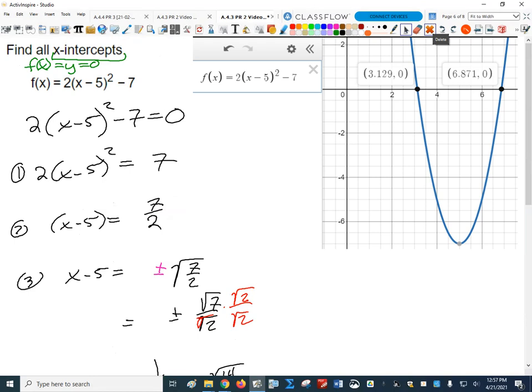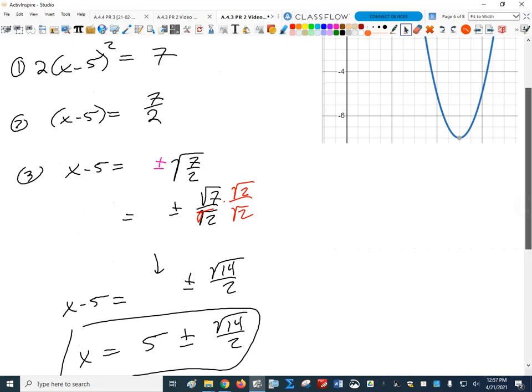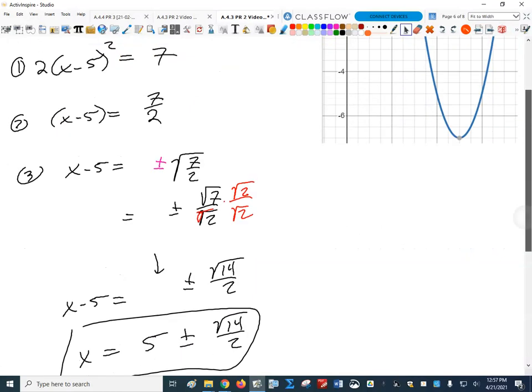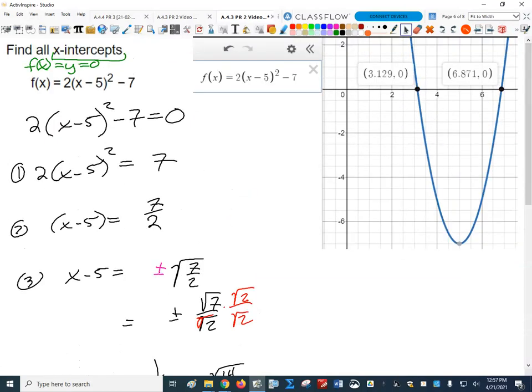But what do you know? We actually get, if I were to turn those into decimals, 5 plus the square root of 14 over 2, I guarantee is 6.871, blah, blah, blah. Okay? 5 minus the square root of 14 over 2 is going to be that decimal. Shows up on the graph as 2 x-intercepts. Okay? Give me thumbs. Okay? Okay.